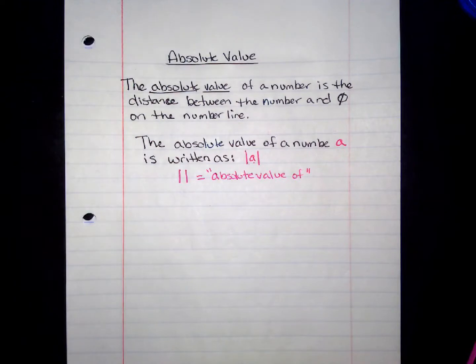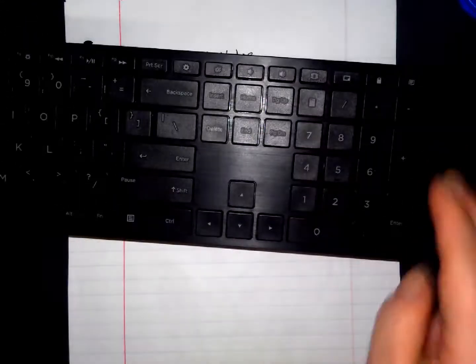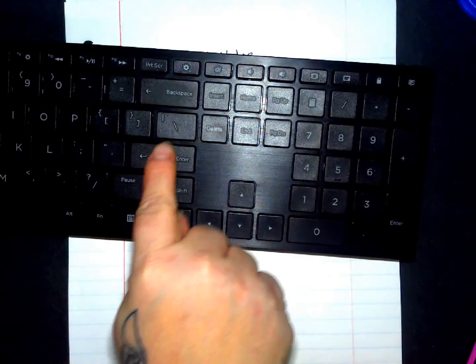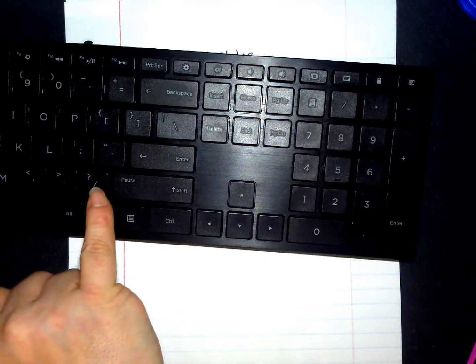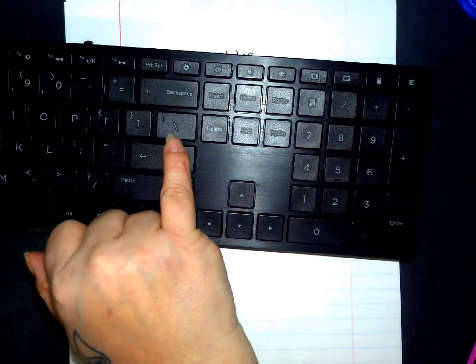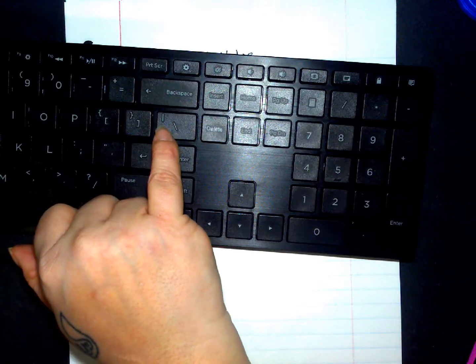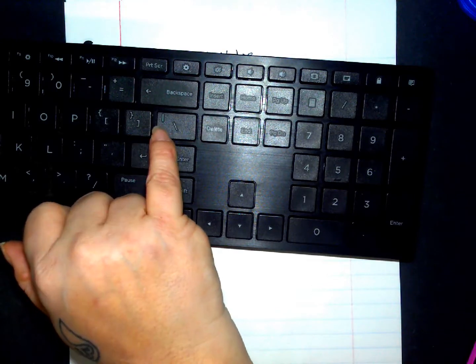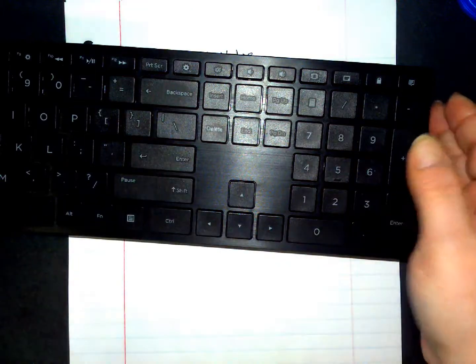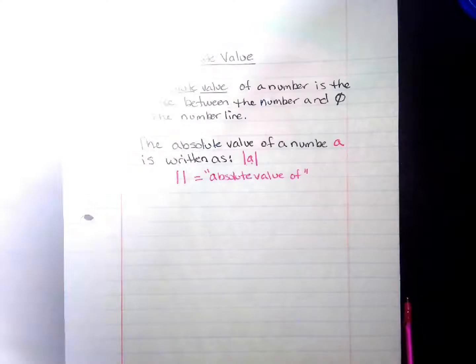And in case you guys didn't know, in order to do a straight up and down bar, I'm going to show you my keyboard. Remember, this is called a backslash right here. This is called a forward slash. And so you would hit shift and forward slash to get this bar symbol right here. So when you're doing your work, you have to be very careful. You need to put one in front of a number and one after a number if you have to say the absolute value of. Okay? So you have it on your keyboard and you can write it.